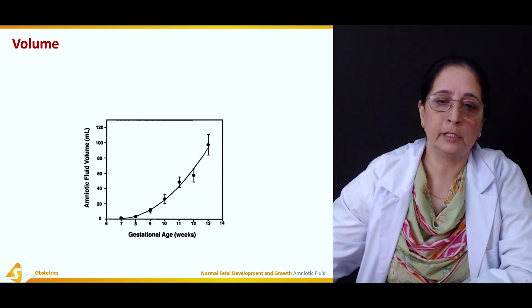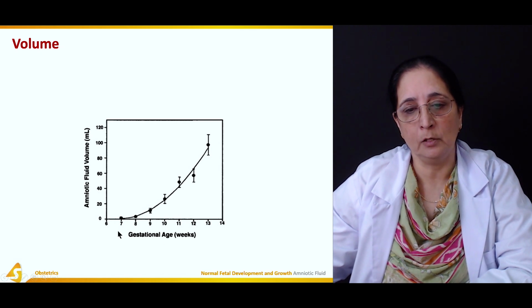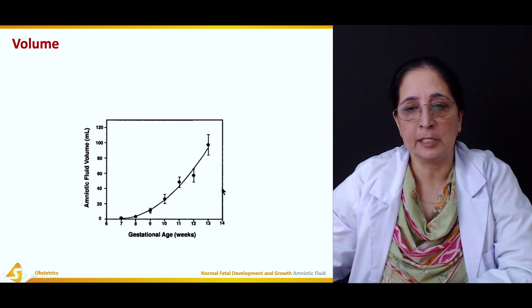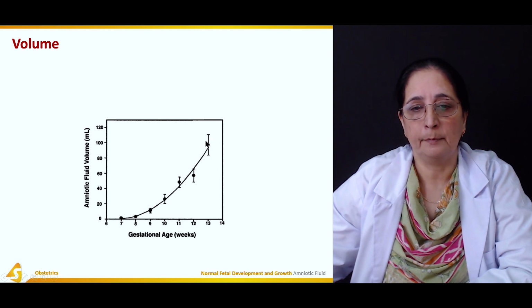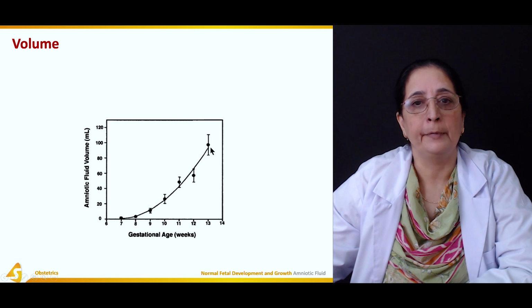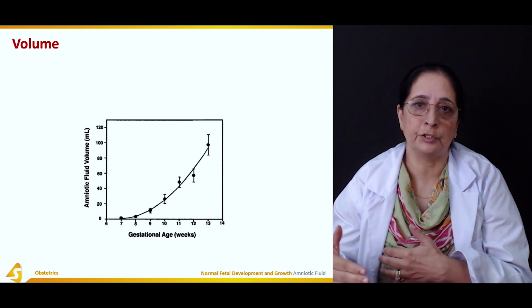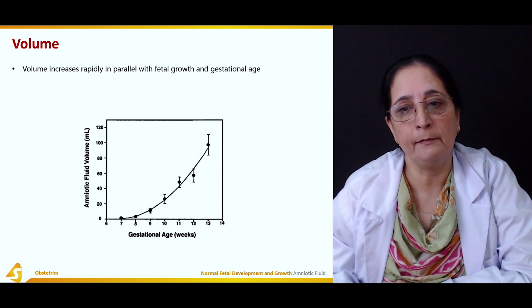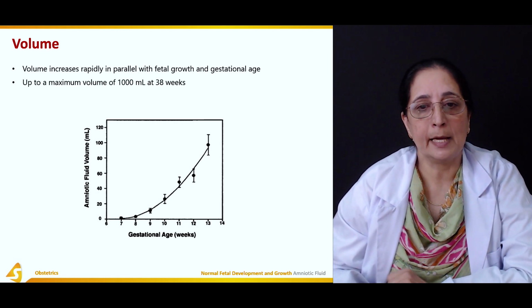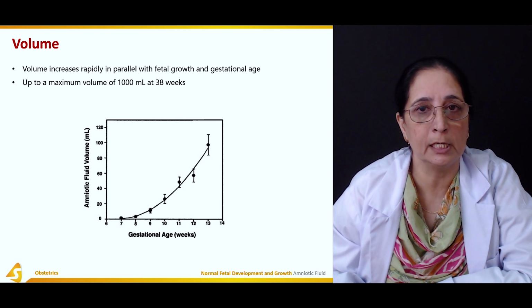Next, the amniotic fluid volume. If you see, this is the gestational age. The volume of amniotic fluid keeps on increasing with the gestational age. At about 13 weeks gestation, it's about 100 ml of amniotic fluid. Volume increases rapidly in parallel with fetal growth, up to a maximum of 1000 ml at about 38 weeks gestation.